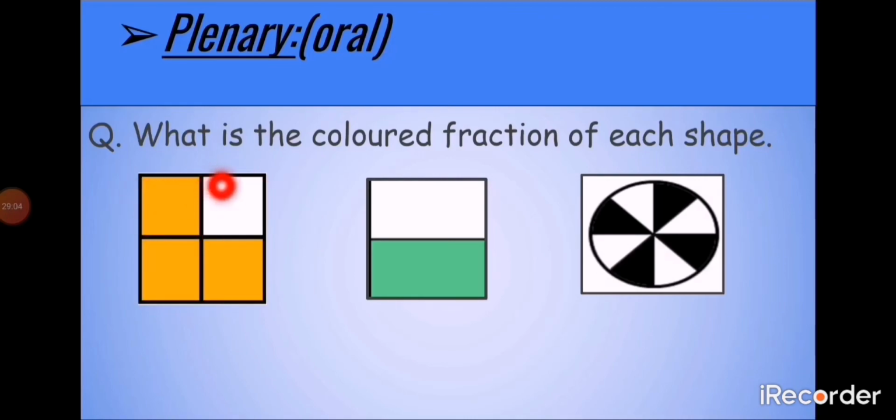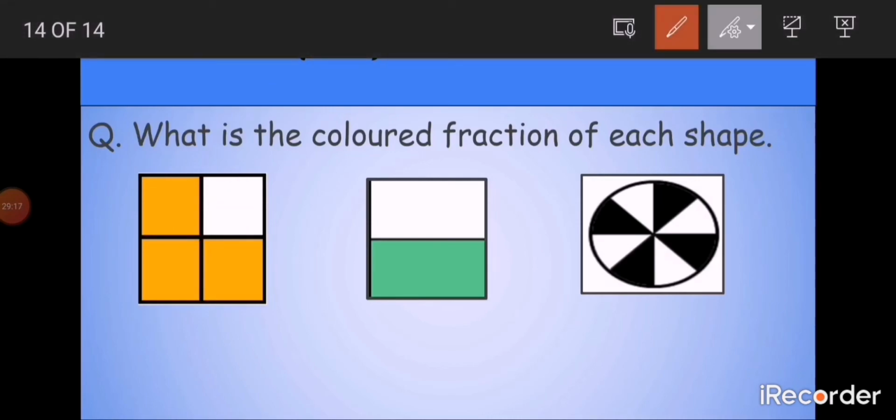1, 2, 3, 4. All the square's parts are of equal size. Total parts are 4. So what is the colored fraction? It has a fraction because it is colored into equal parts. So how many equal parts? 4. So we will write the 4 below the line because the total parts are 4.